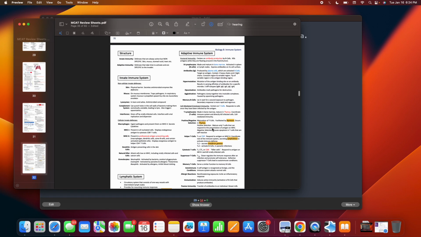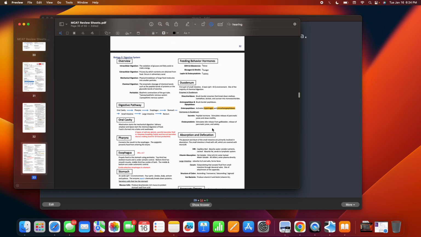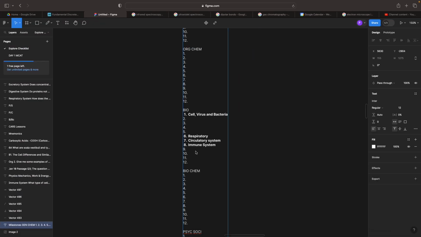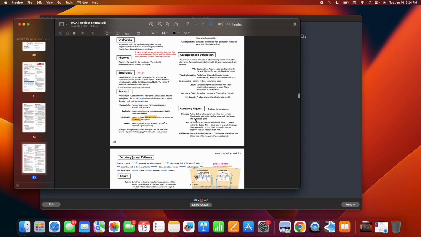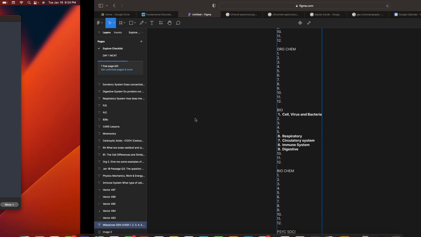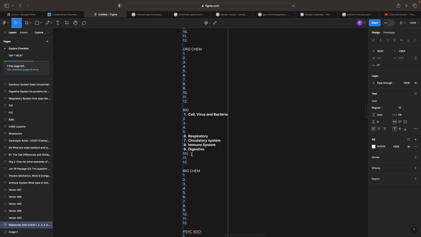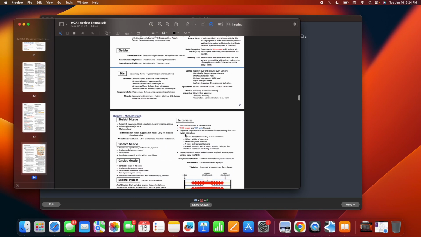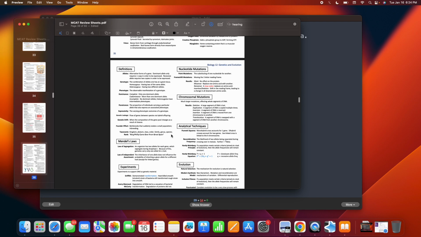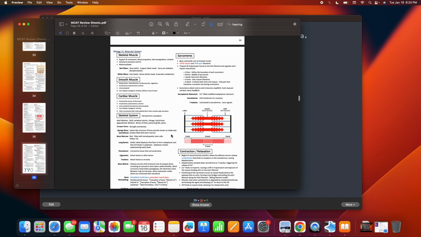We have chapter 8, immune system. We do have chapter 9, the digestive system. And we also do have the excretory, chapter 10, kidney and skin. And I believe we don't have chapter 11 and neither chapter 12.